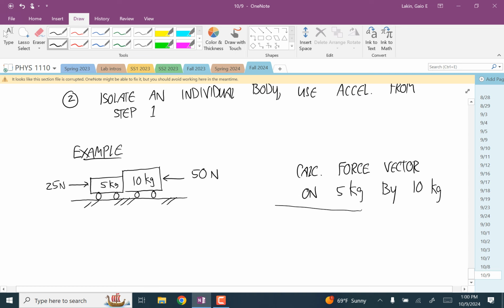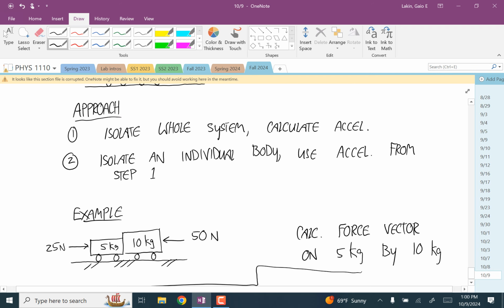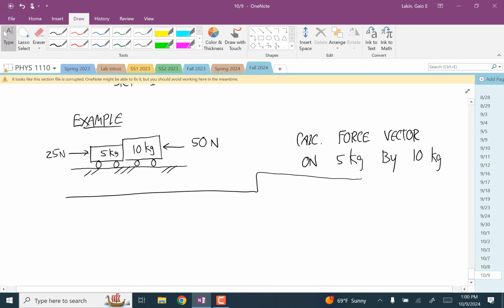Well, notice that in asking this question, I didn't say anything about calculating the acceleration vector. But if you tried to do it without calculating that acceleration vector, you couldn't do it. So even when it doesn't ask for that, we're going to follow this approach. First, isolate the two things together and calculate the acceleration. Okay, so free body diagram of the whole thing.